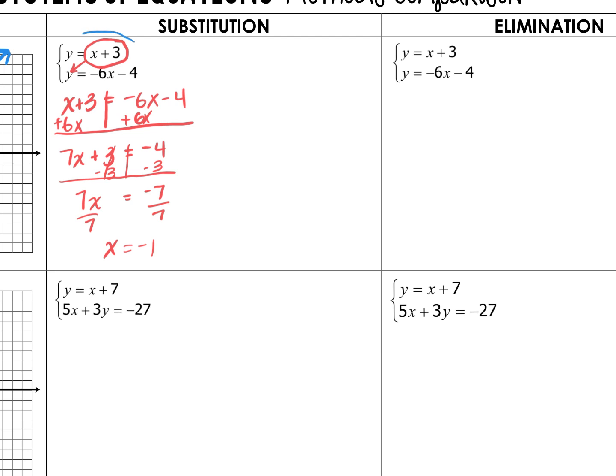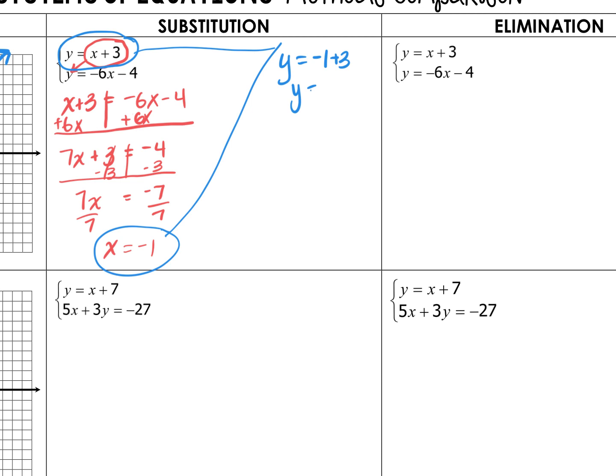So then I'm going to take this equation. It doesn't matter which one I take, but I'm just going to take the top one because it's easier, I think. And I'm going to go y equals, well now x is -1 plus 3, so y equals 2. So my solution is -1, 2. Does that match what I got in the first one? Yep. Any questions on substitution? No. Okay, now we're going to do this same problem, elimination.